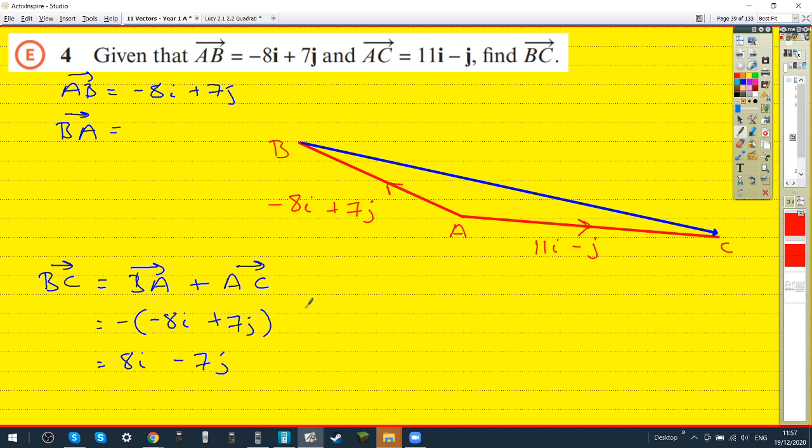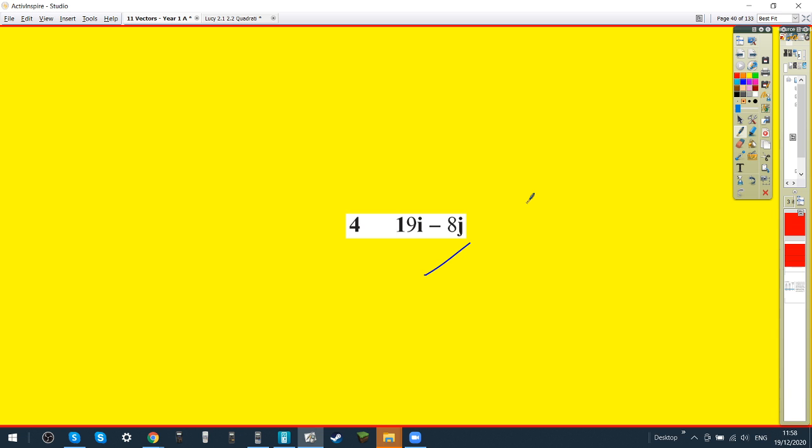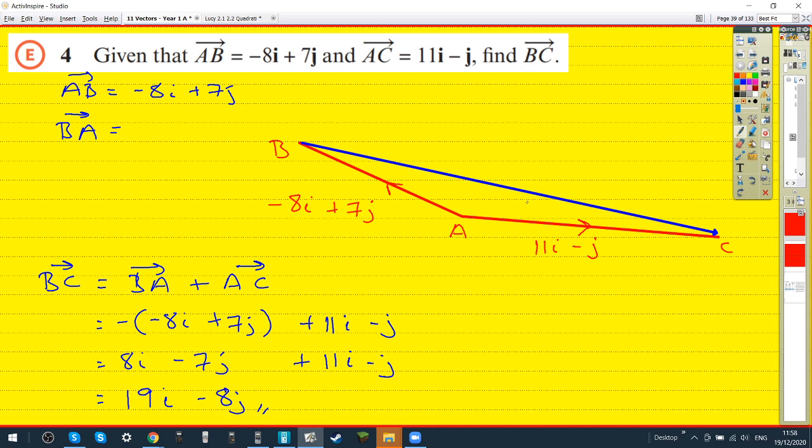And how about the other one? Other one would be minus 11i plus j. This one's going with the arrow. Oh, so it just stays the same then. Yeah. So it gives you 19i minus 8j. Yep. That should be it. So just travel along routes you know. Yep. And watch out for the arrows. Draw the diagram because with the diagram you can see what way the arrow is going.